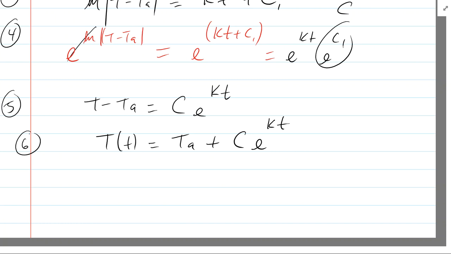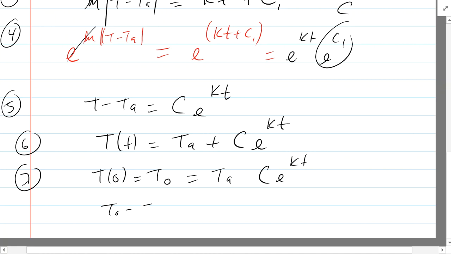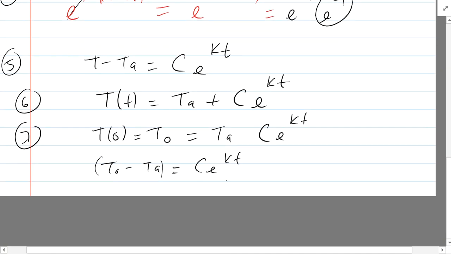So do we all agree that when it first starts out, the temperature is equal to T sub naught? There's some initial temperature, right? So step 7, time at 0, T is equal to T naught, which is equal to T sub A plus C e to the KT. Or I could go back to this form right here, and I could say T naught minus T sub A equals C e to the KT. I am now going to solve for C. What do I have to divide by? E to the KT.